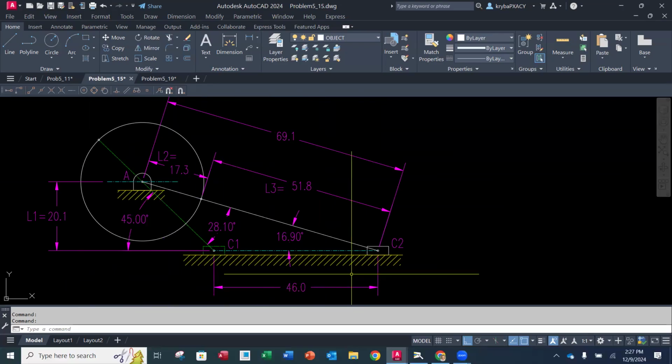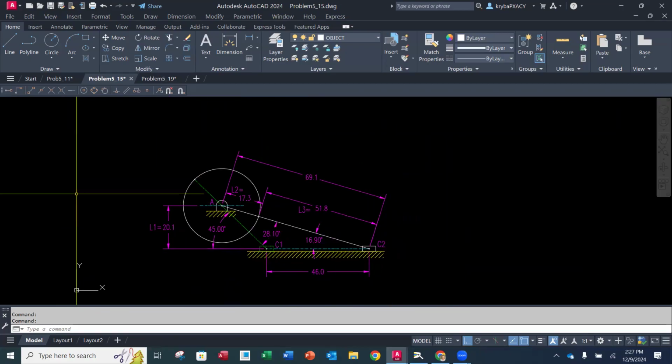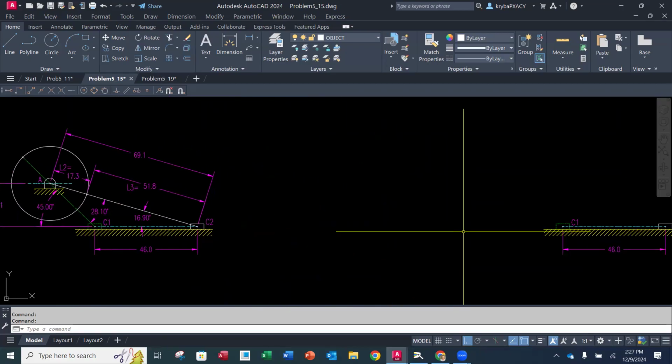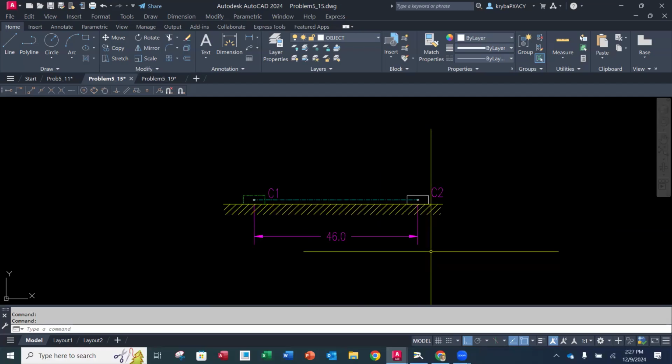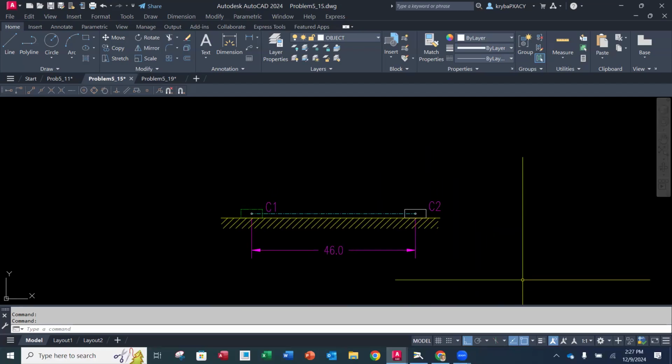You're going to notice here that I have C2 all the way out, C1 all the way in, and I've got my L1 identified here. L2 is the length of my crank, and L3 is the length of my connecting rod. 46 millimeters is the stroke that I'm trying to achieve. So I have this done. So we're going to go over here and I want to start with the construction and the process of, number one, getting our stroke in position.